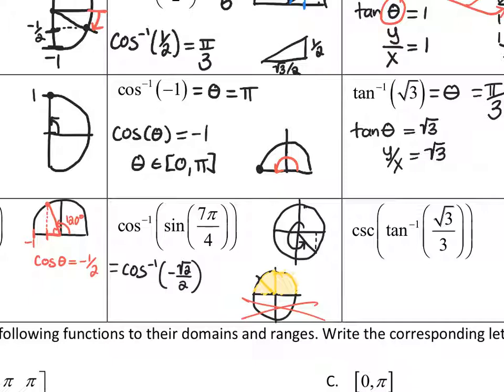So my correct answer here would be 3 pi over 4, or 135 degrees, but the problem specifically said to give answers in radians when possible.